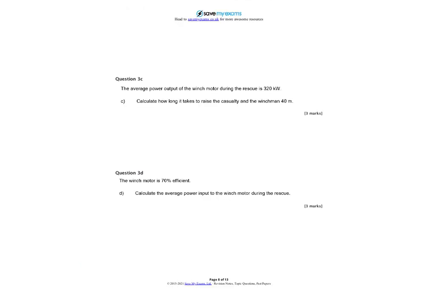Question 3C. The average power output of the winch motor during the rescue is 320 kilowatts. Calculate how long it takes to raise the casualty and the winchman 40 meters. So let's state what we've got first of all. Our power from the question is 320 kilowatts, or 320,000 watts. From the previous question, we've got the work done, which was 56898 joules.